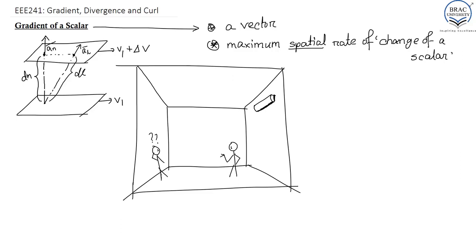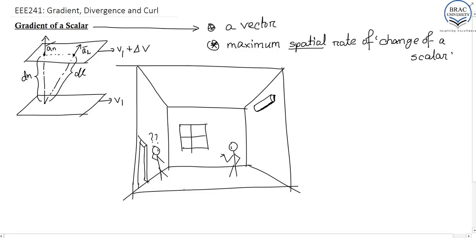Okay, let's take a look at the gradient of a scalar. Let's say you just walked into an air-conditioned room where your friend is also standing right next to you, and the air conditioner is pumping cool air into the room. So you walk into this room and see your friend over there standing and turning the air conditioner on, and the temperature of the room is supposed to be cooled down.